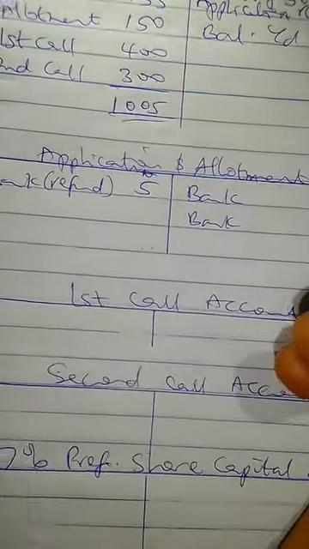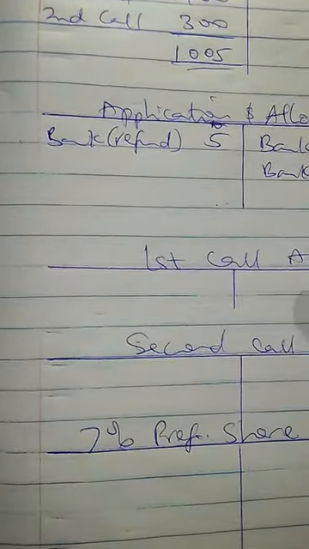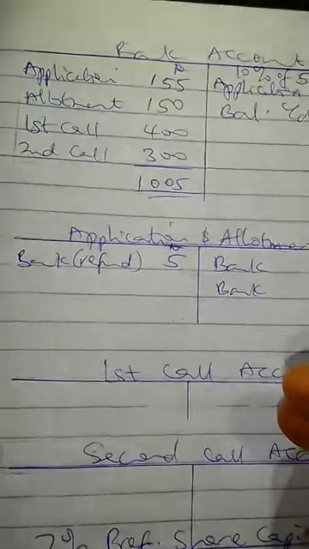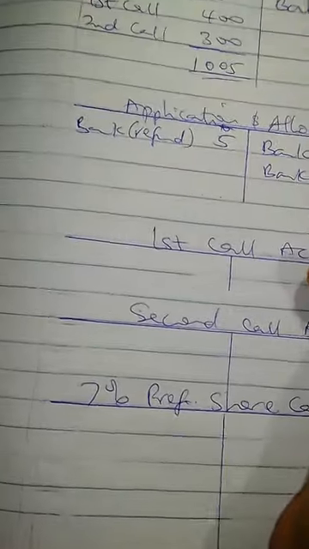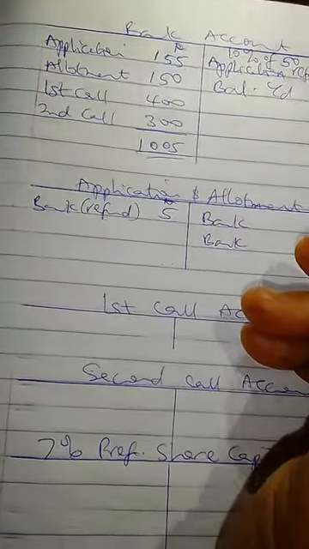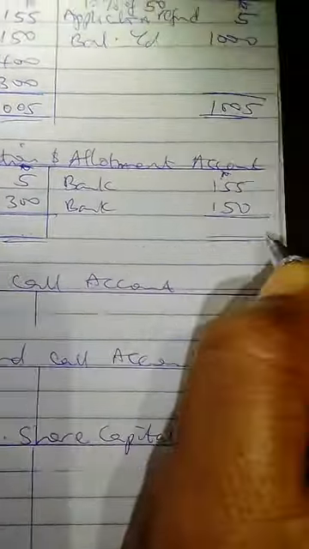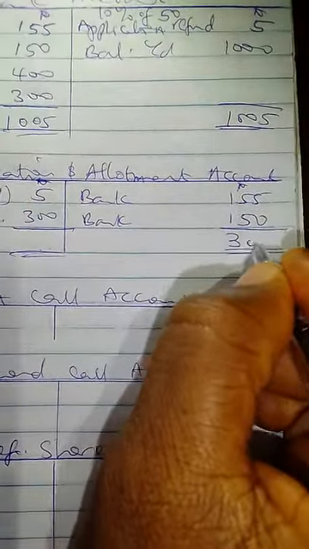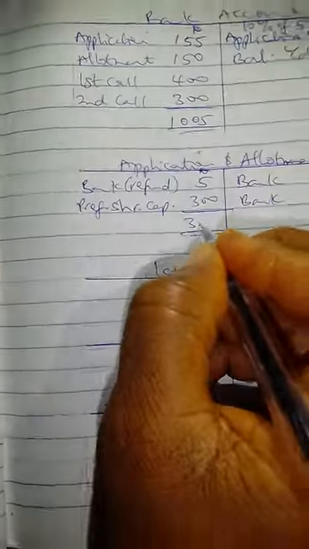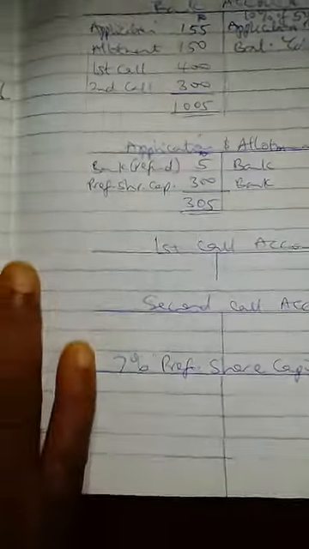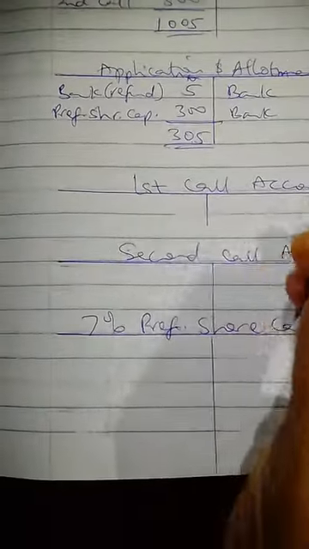So now we are going to use the allotment money. Allotment money is 20%. So 20% of 1,500 will give us 300 naira. Now say preference share capital, 300 naira. So the two sides will now be added together. This will be 305, and this will be 305. That's the application and allotment account.